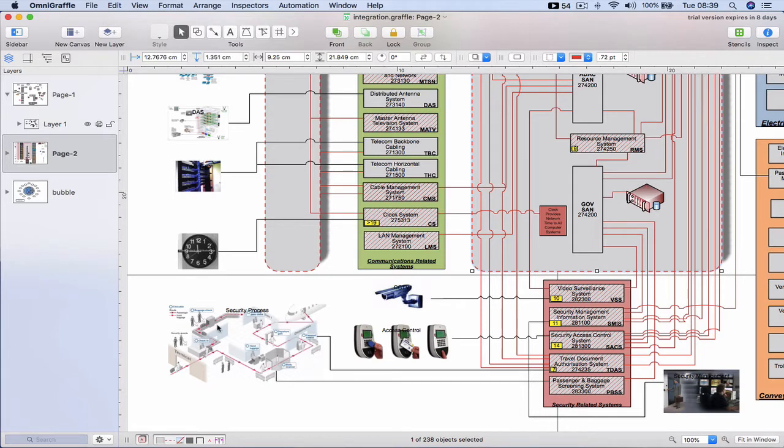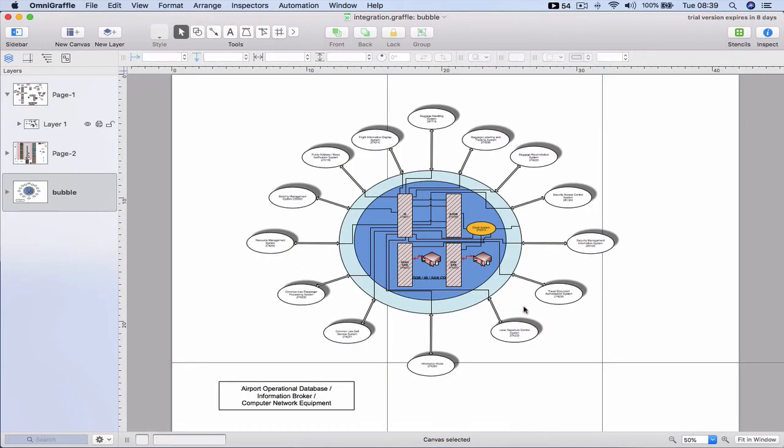So sometimes you can use this type of drawing as a nice way to explain your system to your managers and whatnot, especially if there's gaps. And you can do a simple bubble chart of that system if you like.